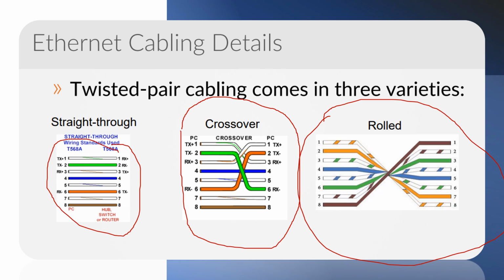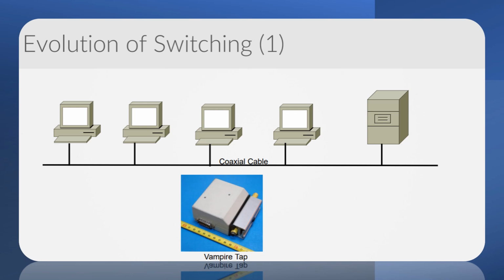Whereas crossover cabling is for devices which are at the same layer of the OSI model, and the rolled cable is used to connect to the console port of the router or switch. Clear? Now, the evolution of switching.